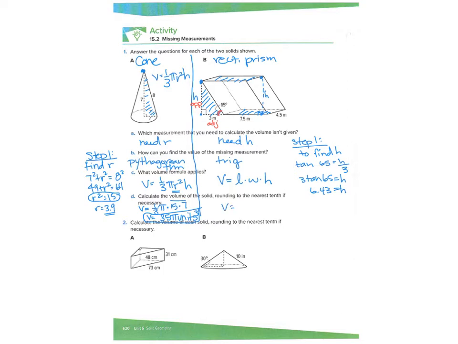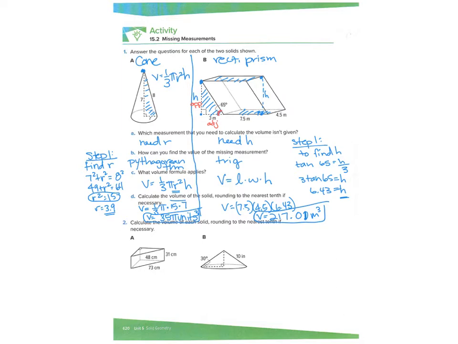So my volume formula is my length, 7.5, times my width, 4.5, times my height, 6.43. And when I multiply all three of those together, I get 217.01 meters cubed. Now, if you use the entire number on your calculator for H, all the decimal places, you actually get a slightly higher number, 217.03, if I'm not mistaken. Those answers are all correct. Again, it depends on how many decimal places you bring to your calculation.